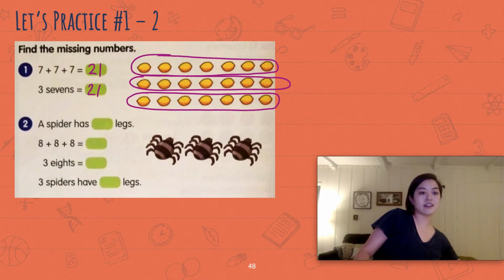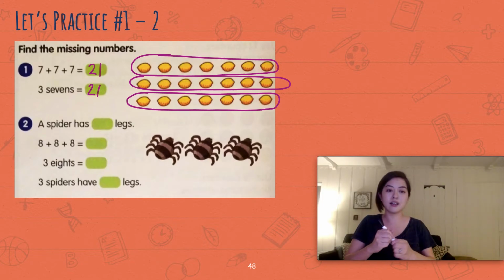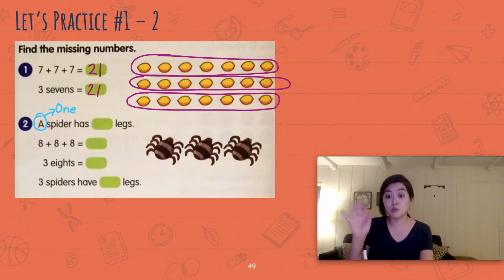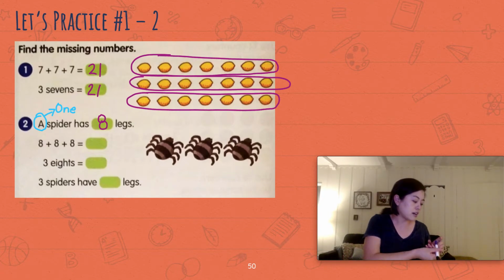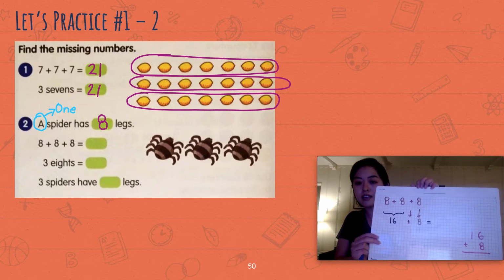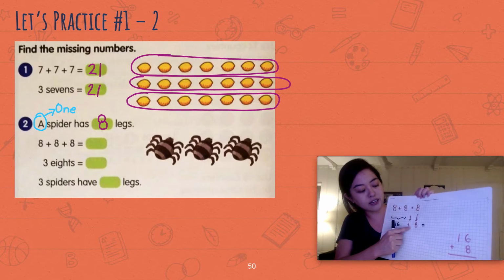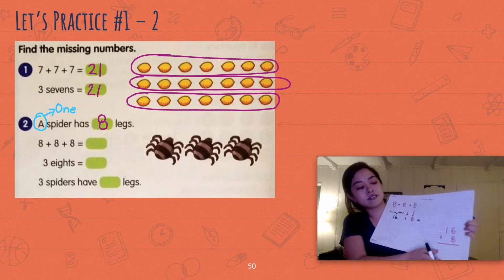All right, let's look at number 2. A spider has how many legs? So n means 1, just in case you're a little bit confused by the picture, okay? So one spider is how many legs? 1, 2, 3, 4, 5, 6, 7, 8. It has 8 legs. And so I see that there's 1, 2, 3 spiders with 8 legs. So my addition sentence is 8 plus 8 plus 8. And to figure that out, I use my doubles facts, which is 8 and 8 make 16. Then I added another 8, and I stacked them up like this.